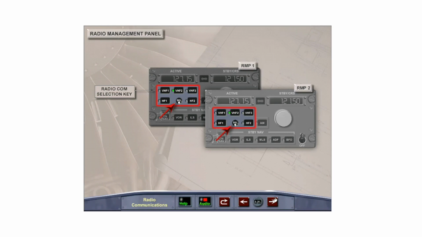For example, when the VHF number 2 radio comm selector key is pressed on RMP number 1, the number 2 transceiver will now also be tuned by RMP number 1. Both RMP number 1 and RMP number 2 will display the same tuned frequency, and the white selector light illuminates on both.